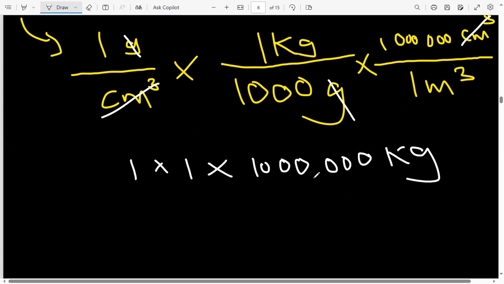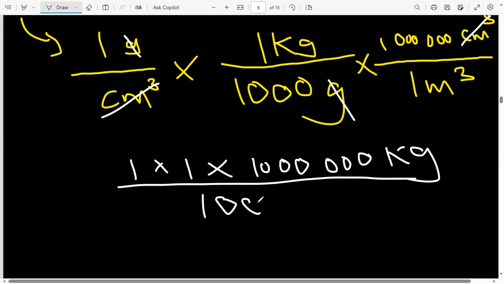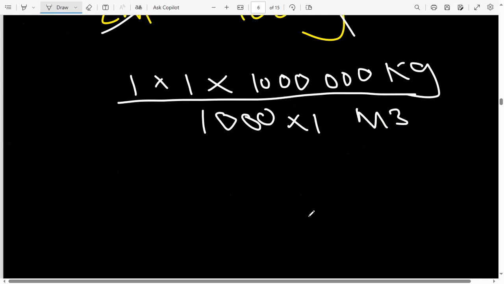And then I'm dividing all this by 1,000 multiplied by 1 cubic meter. So I'm going to write 1,000 multiplied by 1 cubic meter. Okay, and then from here, it's just a matter of canceling. We can see that the ones make no difference, because if you multiply anything by 1 it stays itself. So we can just cancel out some of the zeros. So these zeros go, and I cancel them out with those zeros.